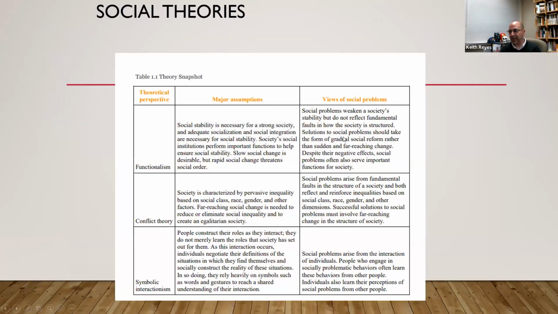So your chapter one also goes into different theoretical perspectives, and there are sub theories associated with each of these, but the three main theories are here on this chart. This is taken straight out of your book. You can find there's functionalism. Traditionally, it was called structural functionalism. There's conflict theory, and then there's symbolic interactionism.